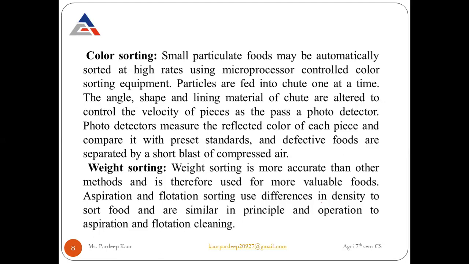Next is weight sorting. Weight sorting is more accurate than other methods and is therefore used for more valuable foods. Aspiration and floating sorting use differences in density to sort food, and are similar in principle and operation to aspiration and floating weight. So in weight sorting, we use aspiration and float cleaning. This method is more accurate than other sorting methods because it provides accurate output, and it is used for more valuable foods.